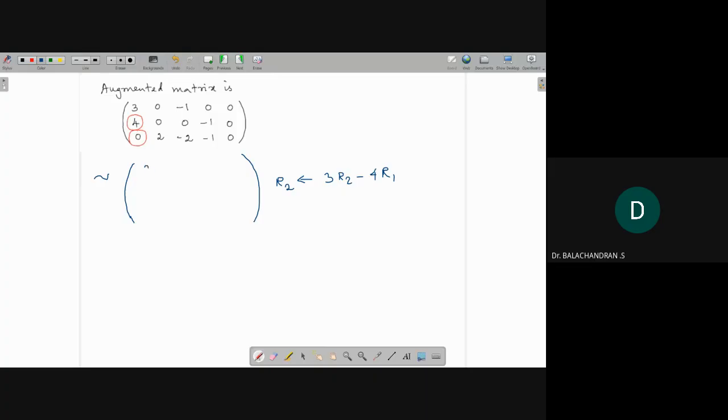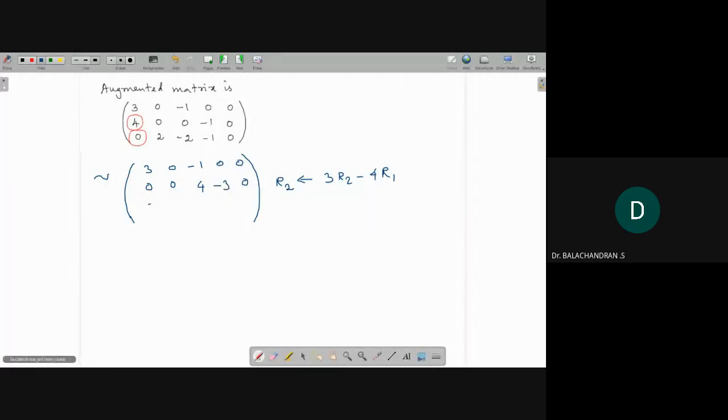So the first row stays as it is: 3, 0, -1, 0, 0. Second row: 12 minus 12 is 0. Then 0 minus 0 is 0. Then 0 into 3 is 0, and -3 minus (-4 times -1), which is +4, and 3 into -1 is -3, here it is 0. So -3, and here it is 0.